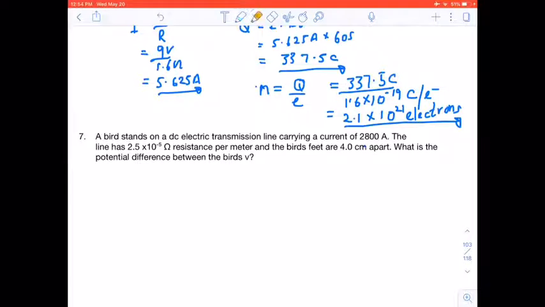What we have here? A bird stands on an electric DC transmission line. And this transmission line carries a current of 2,800 amps, right? But the line has a low resistance, 2 times 10 to the minus 5 ohm per meter. That is the resistance of the line.